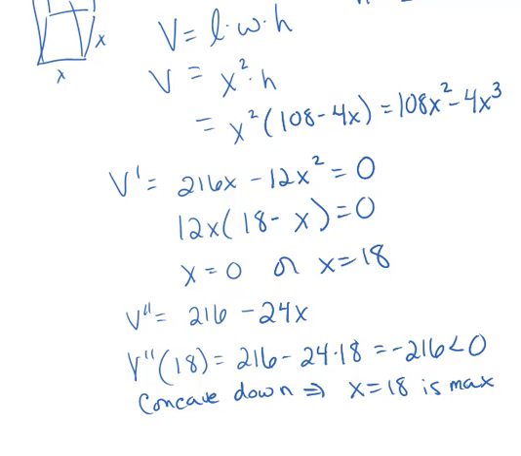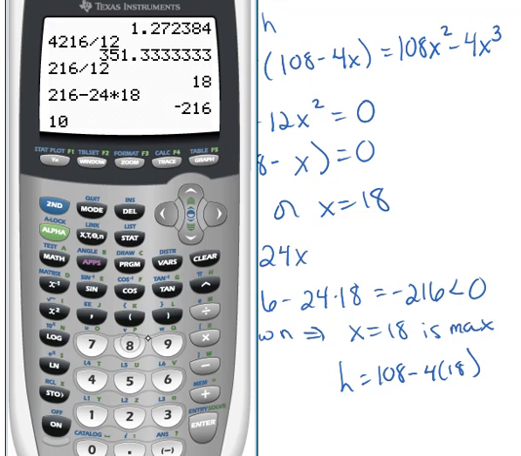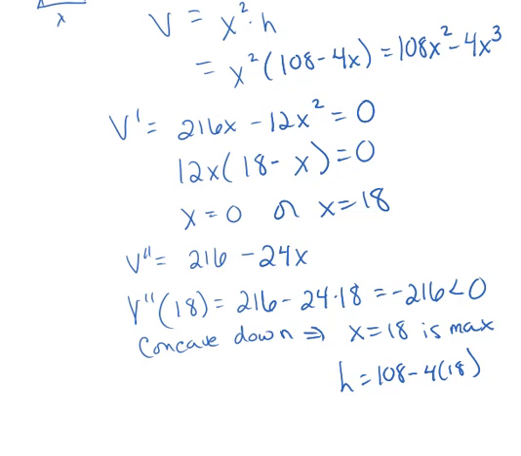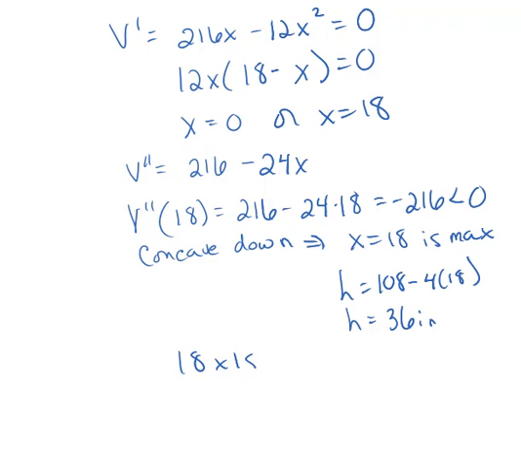Now you know what x is. To find h, you just do 108 minus 4x. So 108 minus 4 times 18 will be your height, or 36. So it's going to be 18 by 18 by 36 inches is your dimensions that will maximize volume but not be oversized.